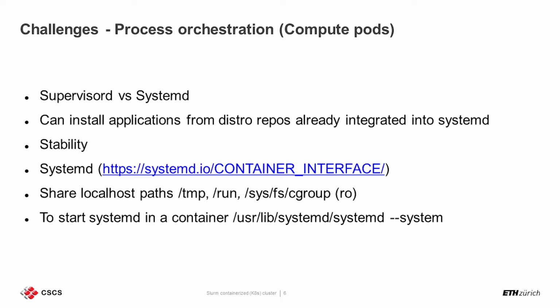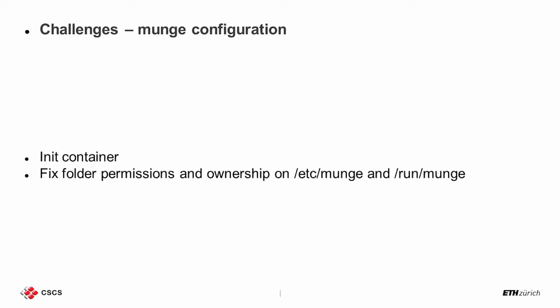I'm not going into much detail. If you go to that link, they explain very well, better than I can explain here today, how to make this work. Basically, as a summary, you just need to share a few paths from the system to the container, so systemd can have a global view of what the host is doing. And then on the last line, you can see the instruction that you run on the container when it starts in order to start systemd.